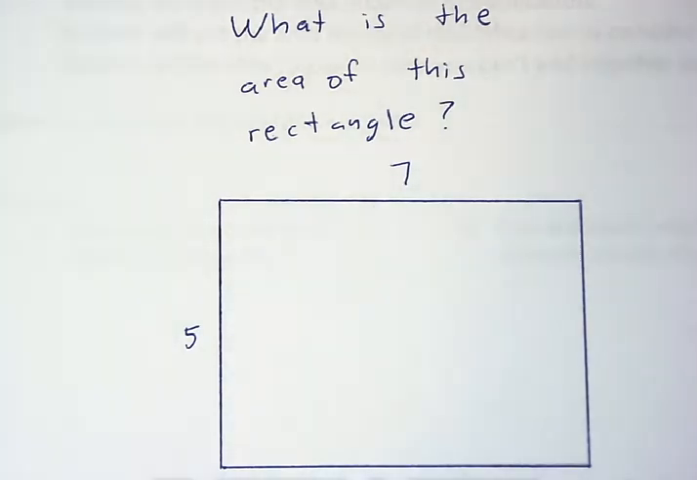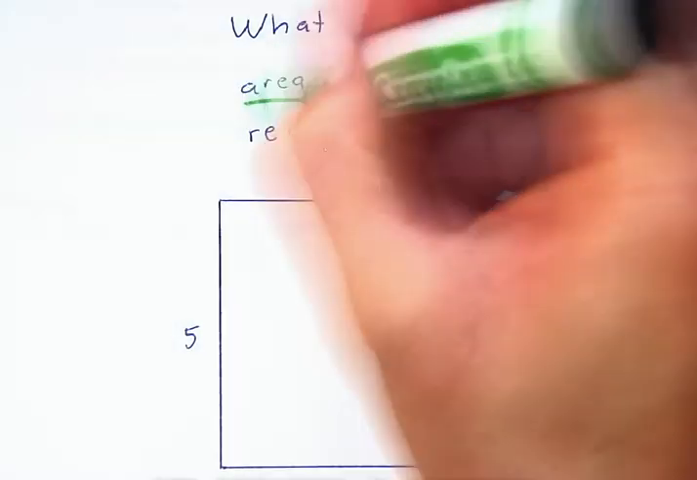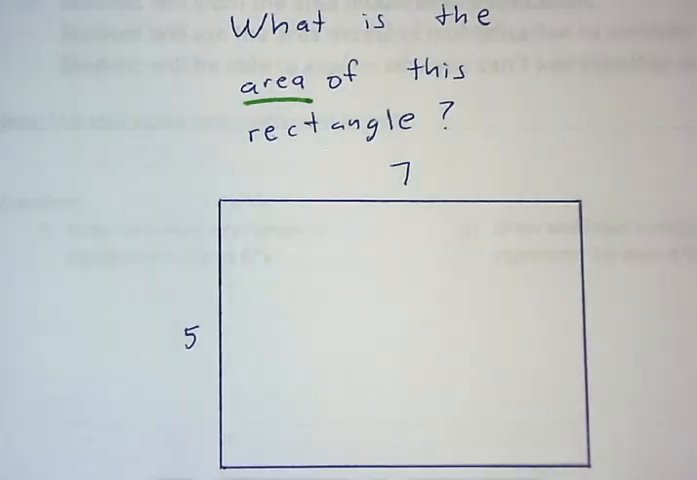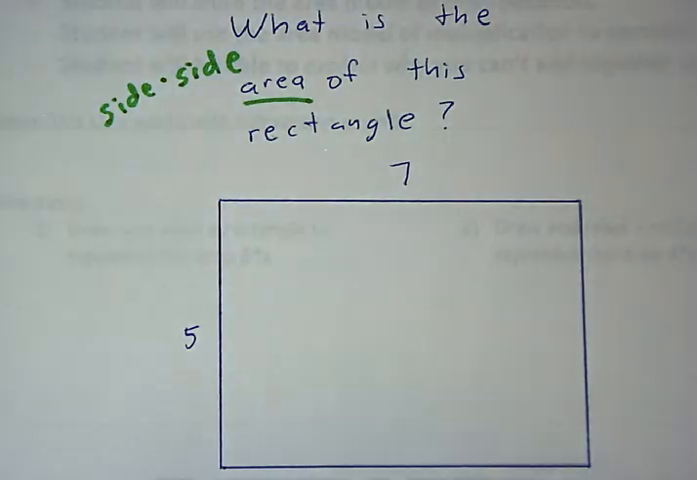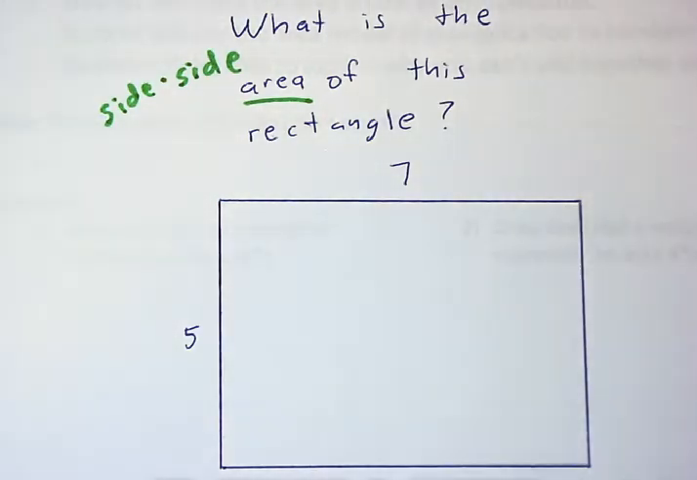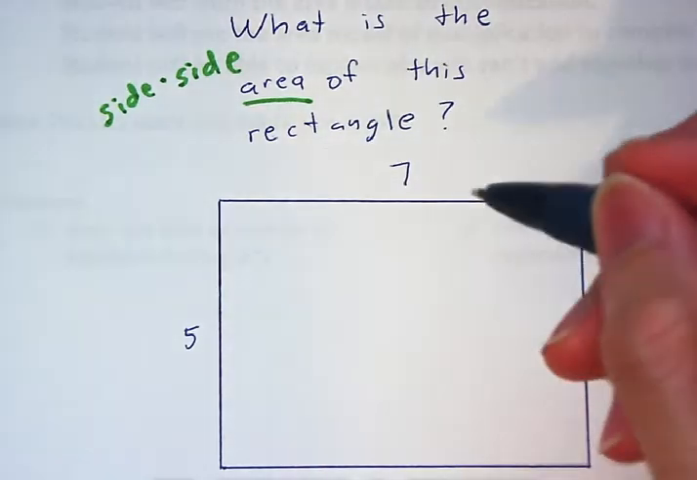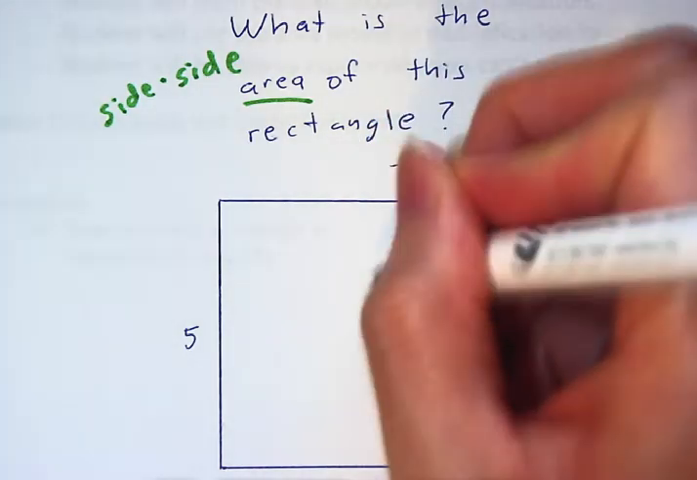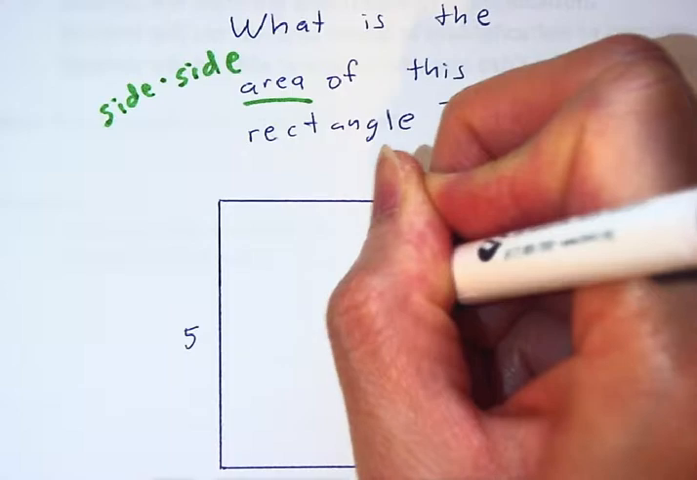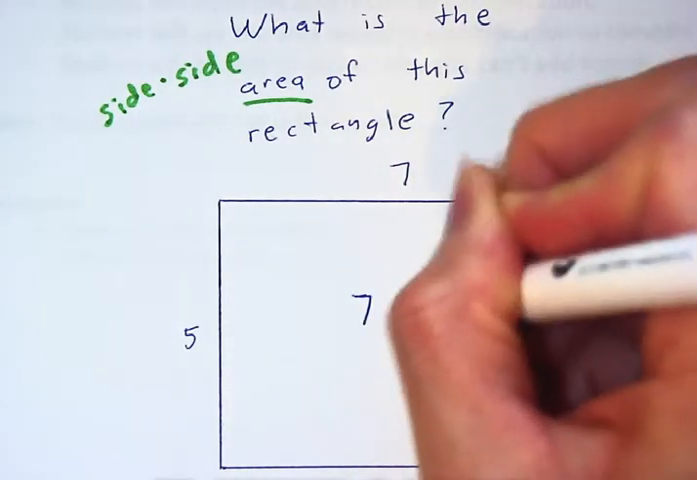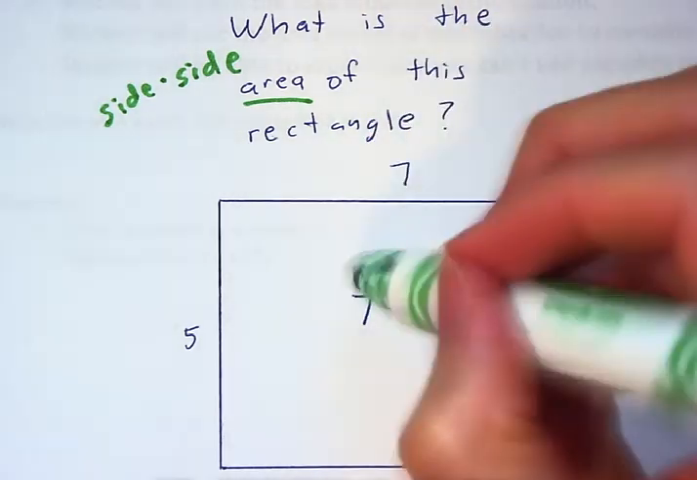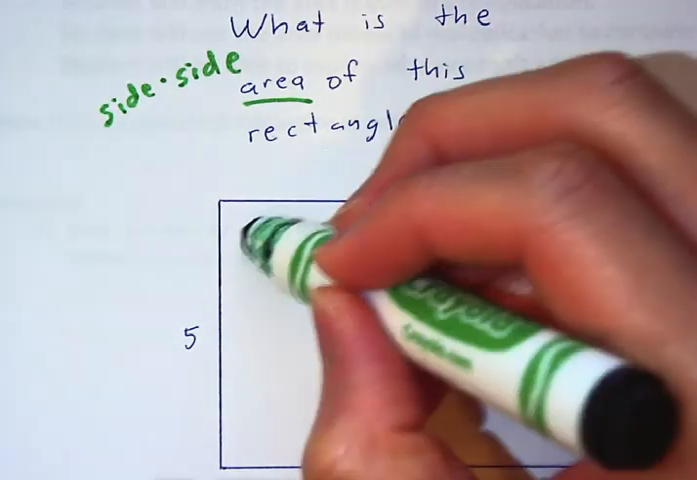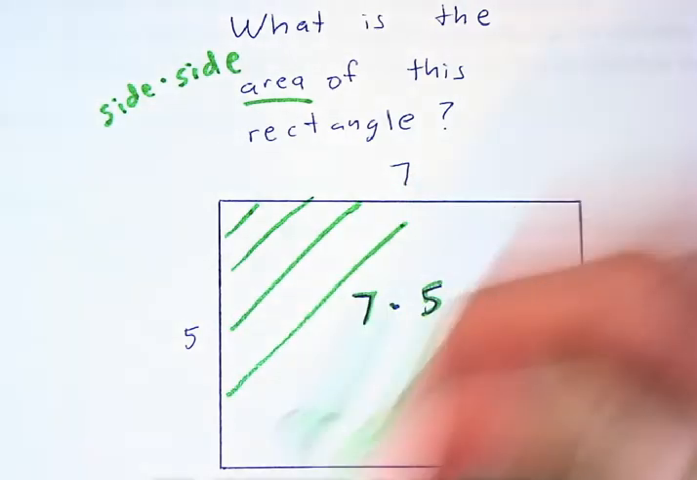So, in general, in order to find the area for a rectangle, you just multiply one side times the other side. And that will get you the area for this rectangle. So, since this side is 5 long and this side is 7 long, we know that the area for this is 7 times 5 is the area inside of this rectangle.